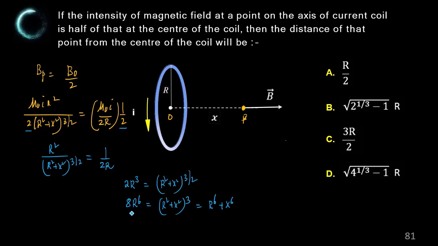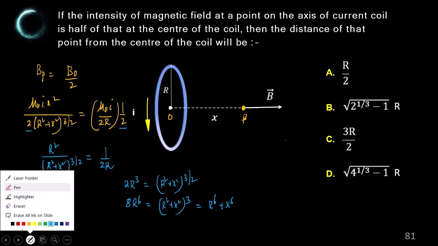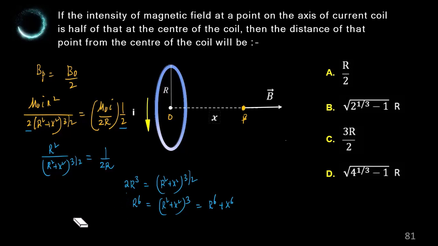I have squared, right? Squaring, it should be 4 R to the power 6. 4 R to the power 6 should be equal to R to the power 6 plus X to the power 6 plus 3 times of R square X square into (R square plus X square), 3AB into (A plus B).